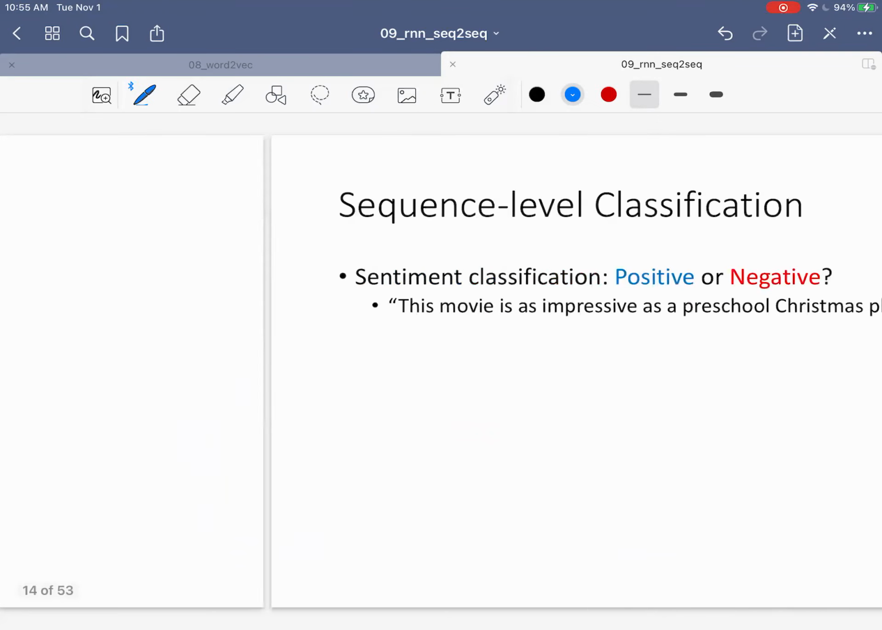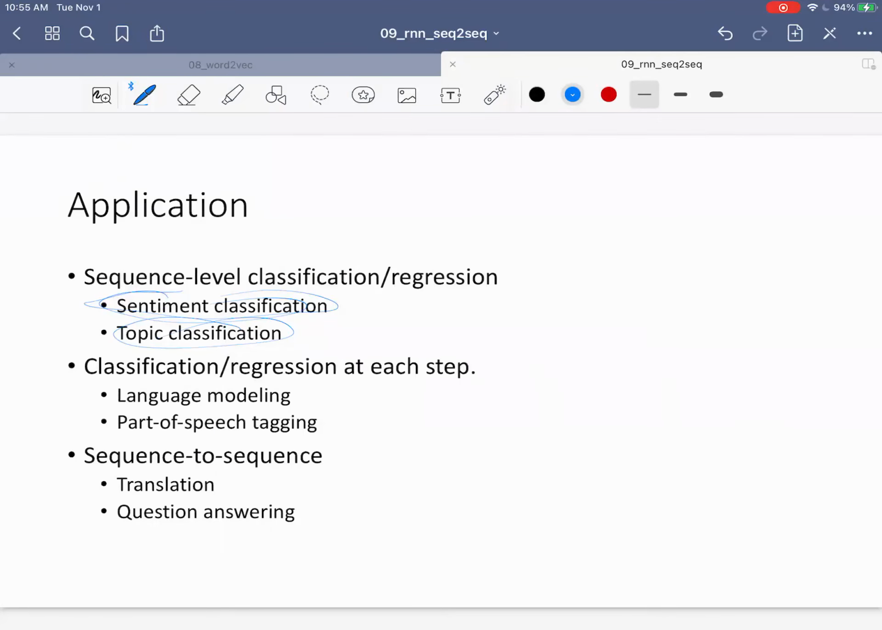Let's see. Okay, I think the different architectures for different applications will come later. There's different ways to use RNN. Sequence level classification or regression means that you put all your sequence into the model, and then you perform the classification only once for the entire sentence. Classification at each time step means that you do classification for each input, each word, for example, like language modeling or part of speech tagging, like what part of speech.